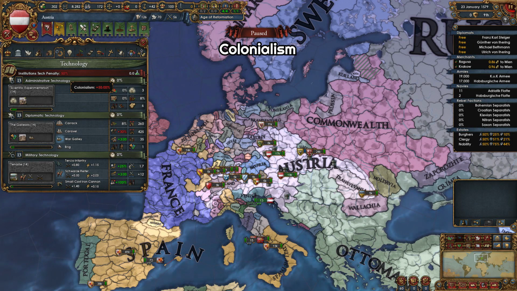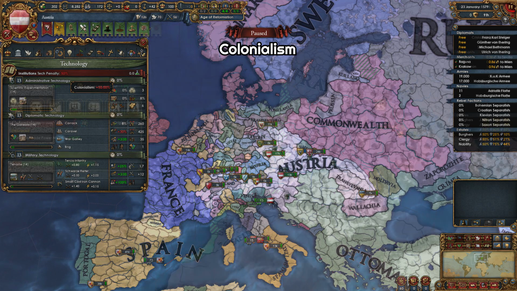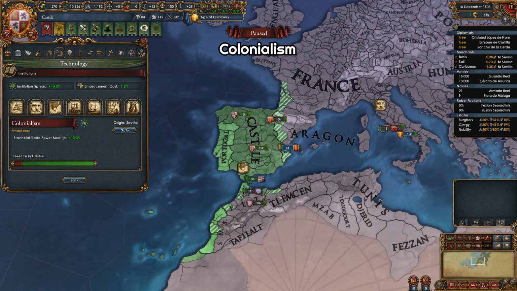If you are not playing a colonizing nation, then it's almost always better to just develop it. Because even if you're playing in Europe and colonialism spawns in Portugal, it will take a long time to spread to you. There aren't that many spread modifiers for this institution. Once you have embraced colonialism, it gives you +10% bonus to provincial trade power, and the province that spawned colonialism also gets a +5 local trade power modifier.